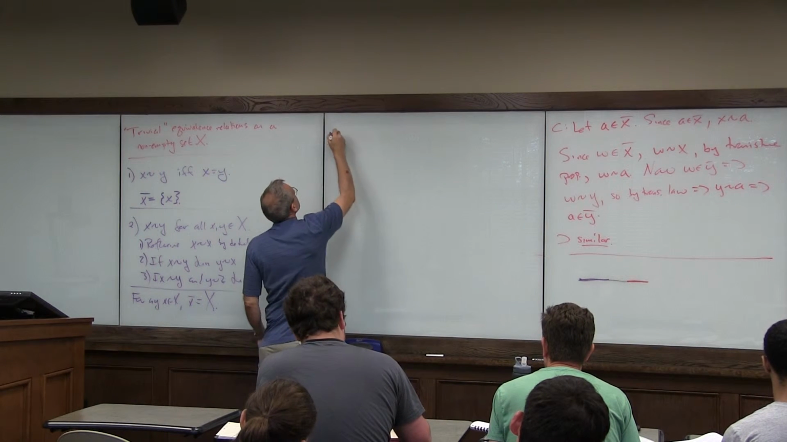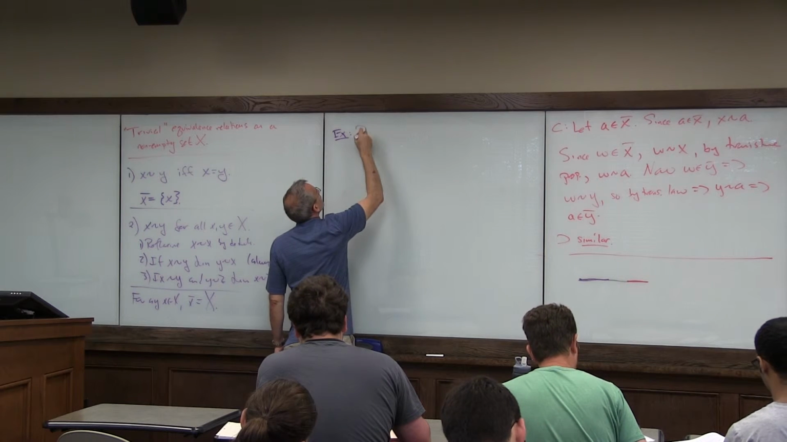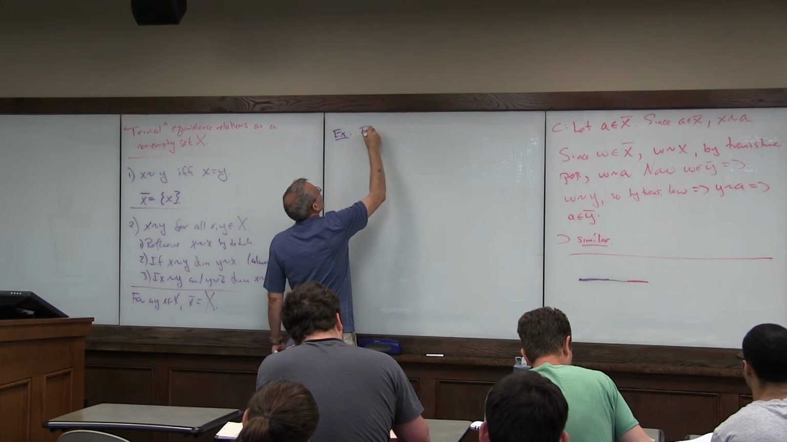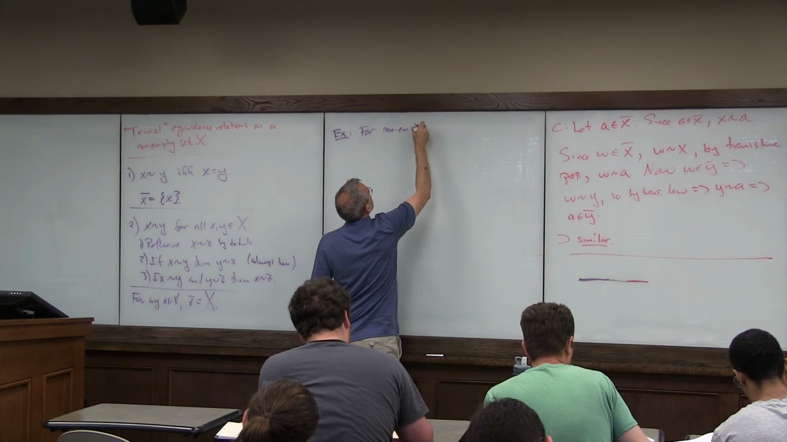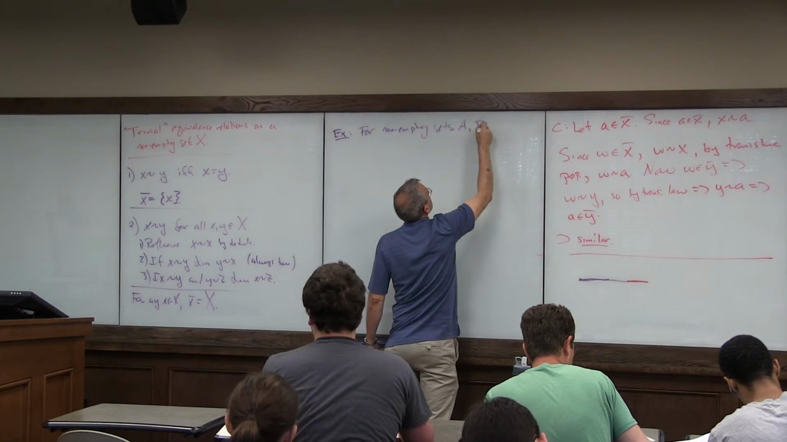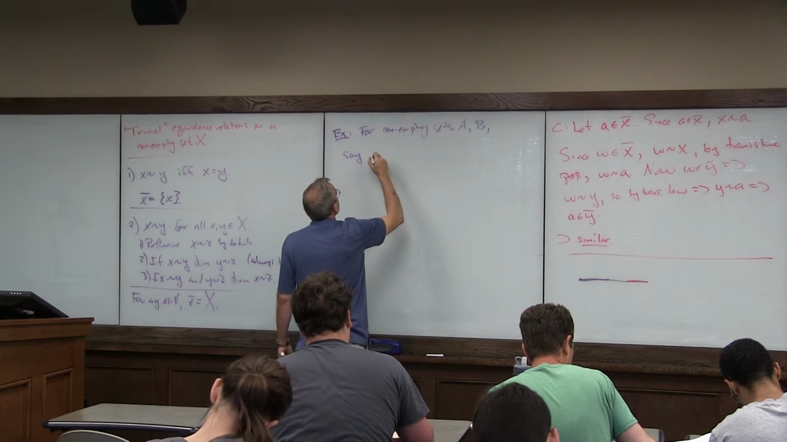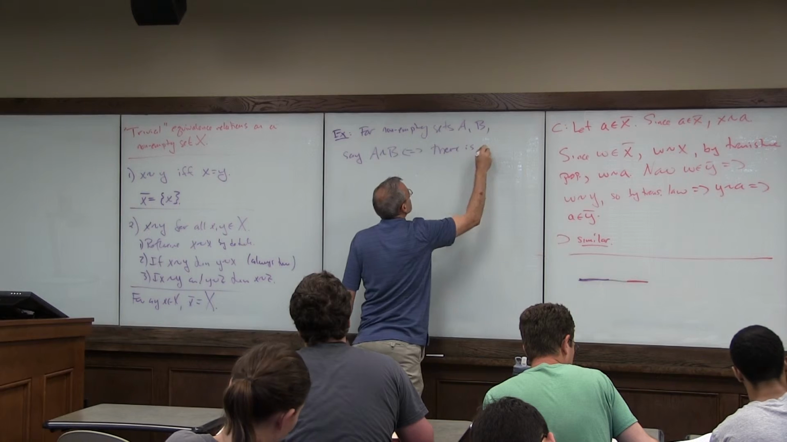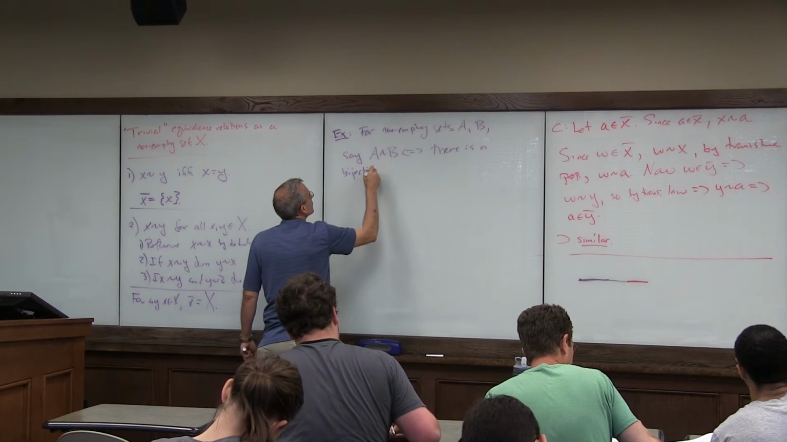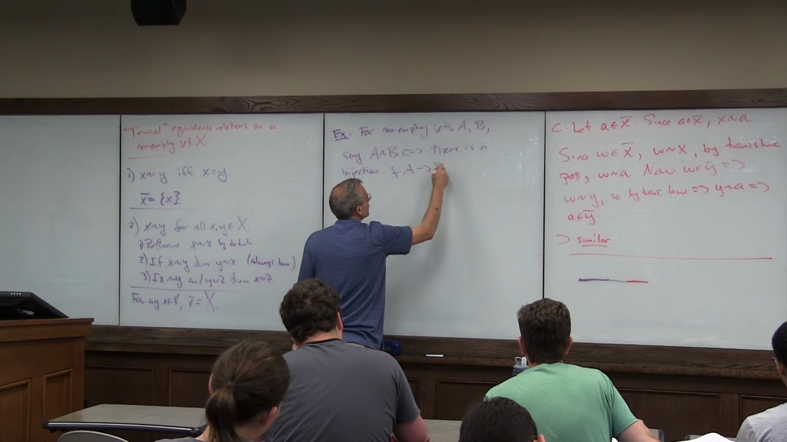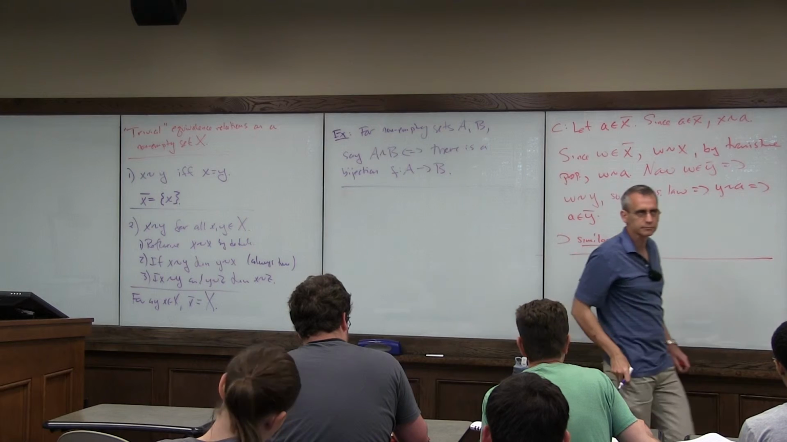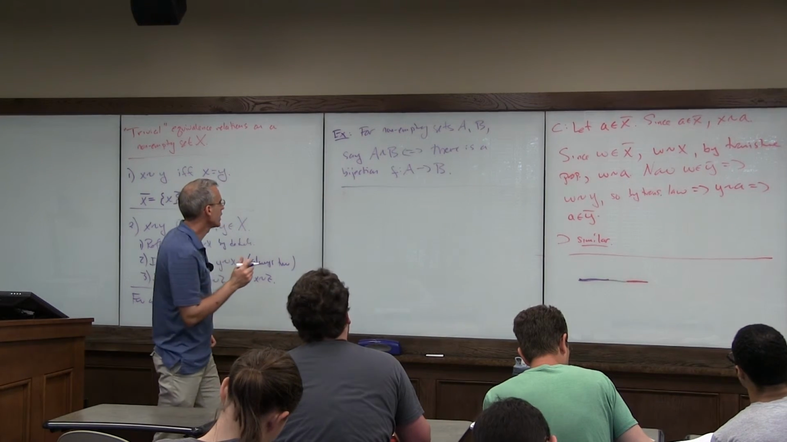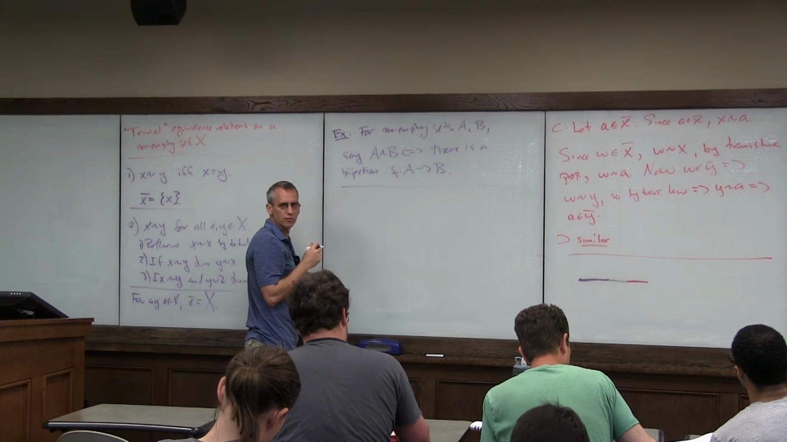Okay, let's do another example. Define, okay, so we'll say we're doing again all sets. So for non-empty sets A and B, say that A is equivalent to B means there is a bijection F from A to B. Okay? Let's check that this is an equivalence relation.